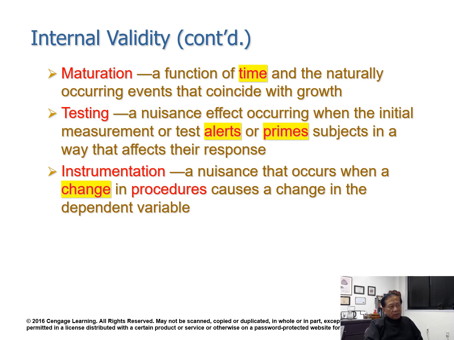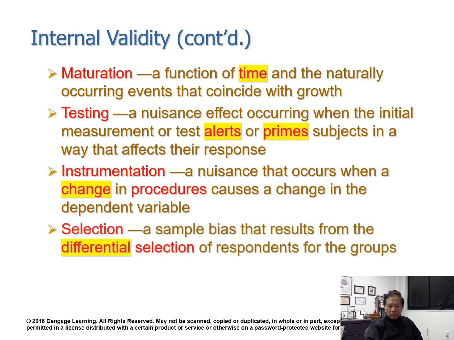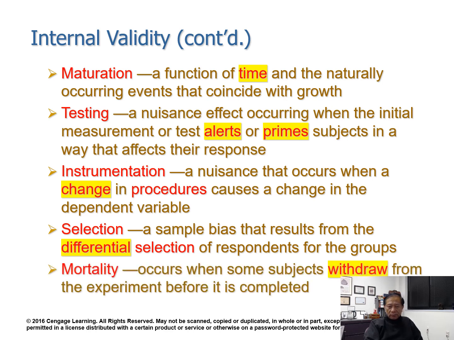Then there's the instrumentation effect, a nuisance that occurs when a change in procedures causes change in the dependent variables. That's the instrumentation. And selection effect. That's a sample bias that results from the differential selection of respondents for the group. That's the selection bias. Okay?